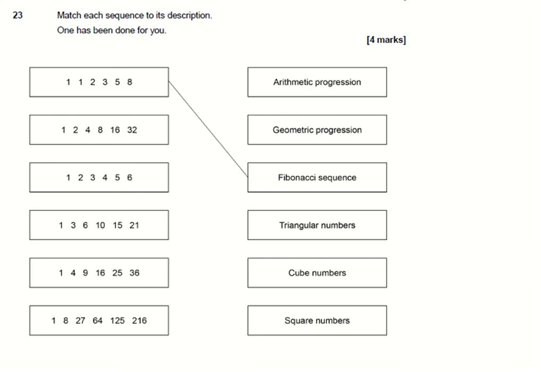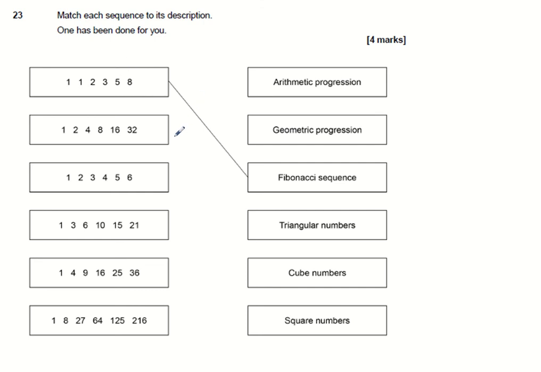Question 23. Match each sequence to its description. One has been done for you. So 1, 1, 2, 3, 5, 8 is an example of a Fibonacci sequence. A Fibonacci sequence is when you take two numbers from the sequence and add them together to give the next number. So 1 plus 1 gives us 2, 1 plus 2 is 3, 2 plus 3 is 5, and 3 plus 5 is 8, and it would continue in that same vein.